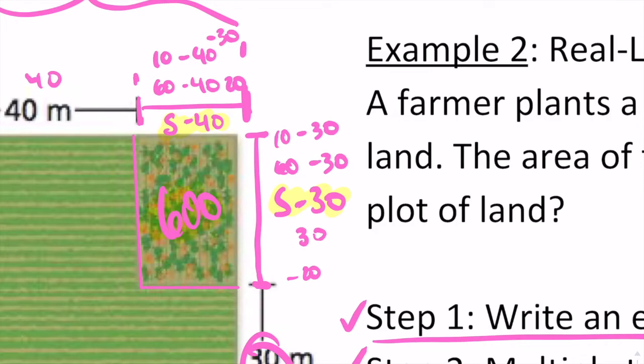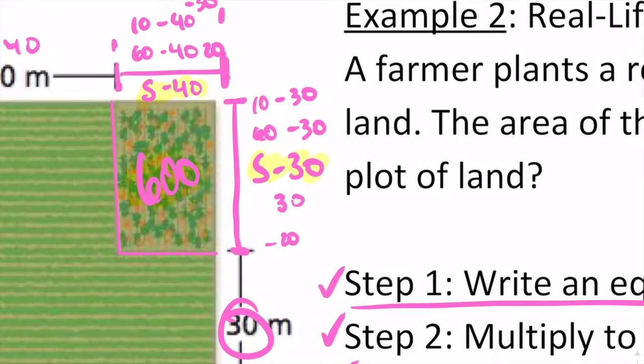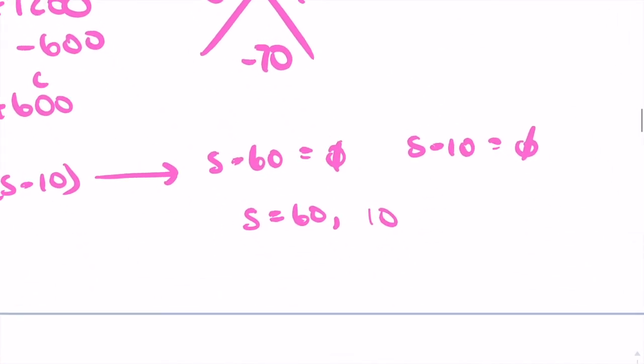Can you have a length of negative 30 and a width of negative 20? No, right? It's not possible. You can't have a negative square plot of land. So therefore 10 is not possible. So s is equal to 60.